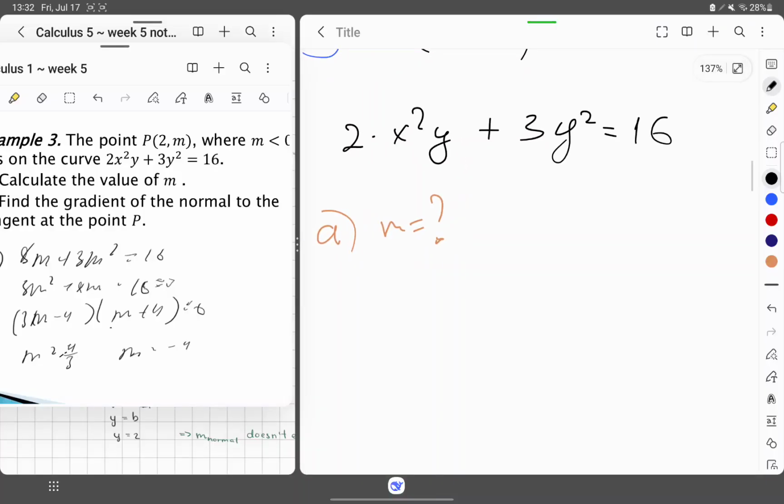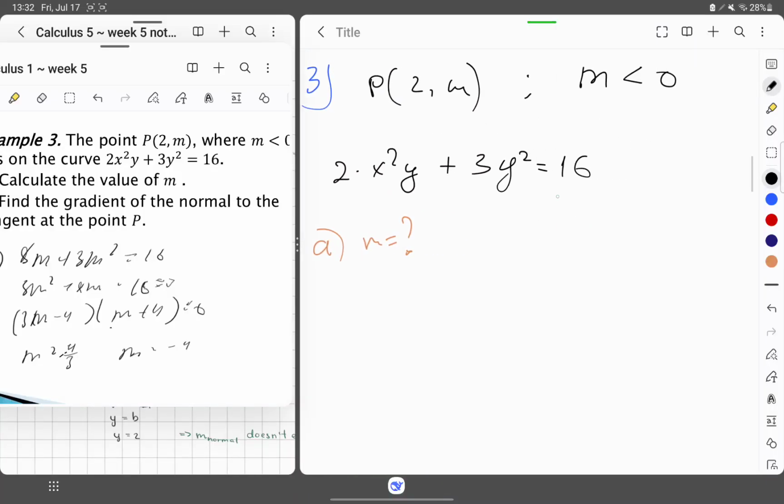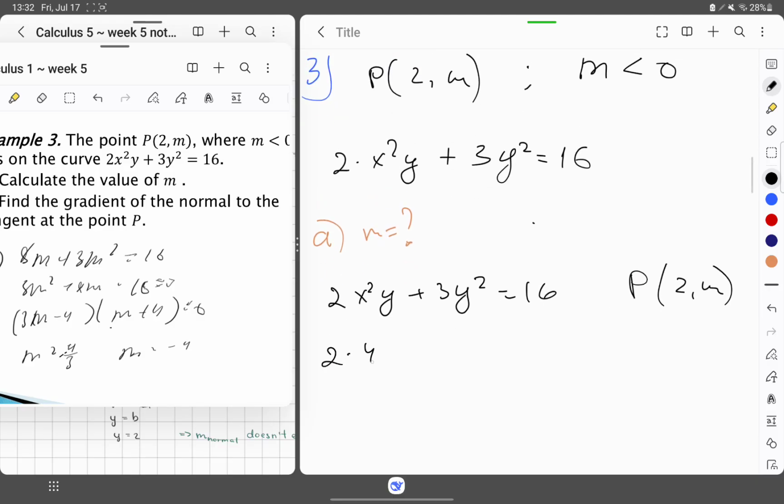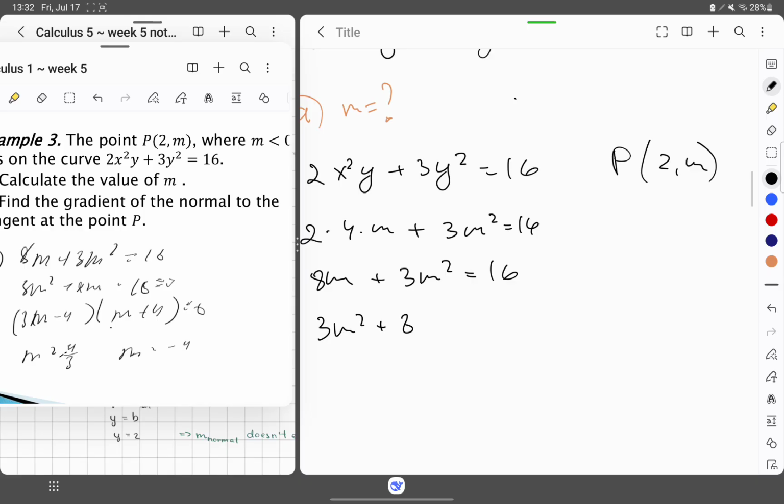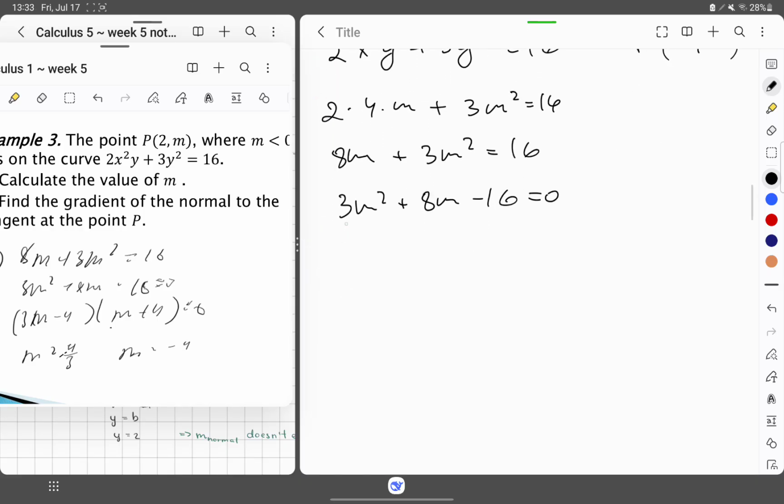If we want to find the value of m, it means that we need to plug in the numbers. Our question says that p is 2m and m is less than 0, so 2x squared y plus 3y squared equals 16, and we have p as the endpoints. 2 times 4 times m plus 3m squared equals 16. 8m plus 3m squared equals 16. 3m squared plus 8m minus 16 will be 0.